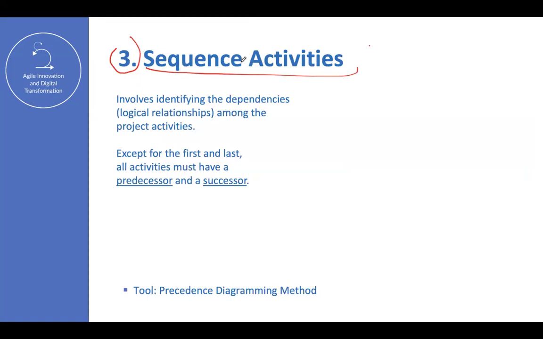Sometimes you cannot start something until you finish another action. So sequence, when you say the name of this process, sequencing activities involves identifying the dependencies or logical relationships among the project activities. So except for the first and last, all activities must have a predecessor and successor.